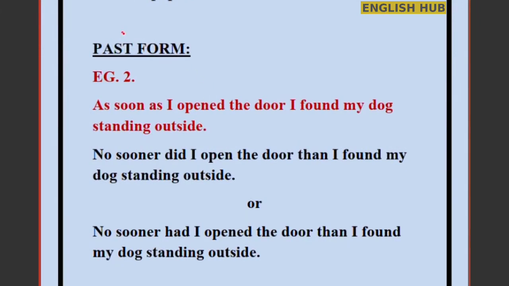Past form. This is the other form. There are only 2 forms. Present form we have done. This is the past form. See example 2. As soon as I opened the door.